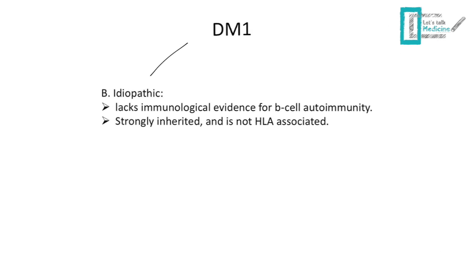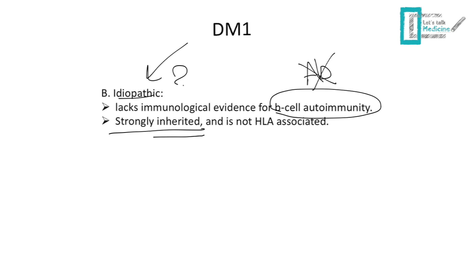The other subtype is idiopathic. In this type, there is a lack of immunological evidence for beta cell autoantibodies. So we don't have these autoantibodies, and it is strongly inherited, but it is not HLA associated.